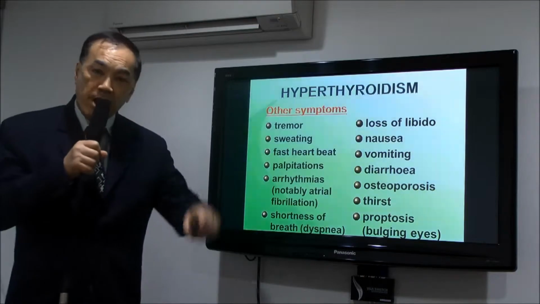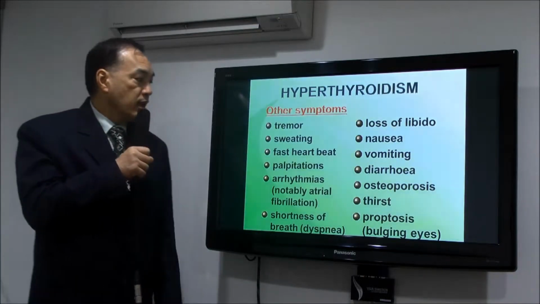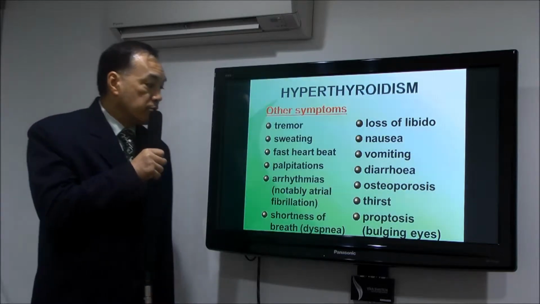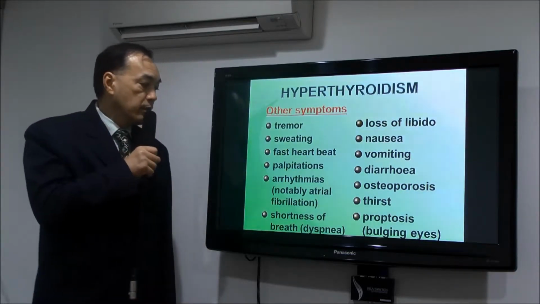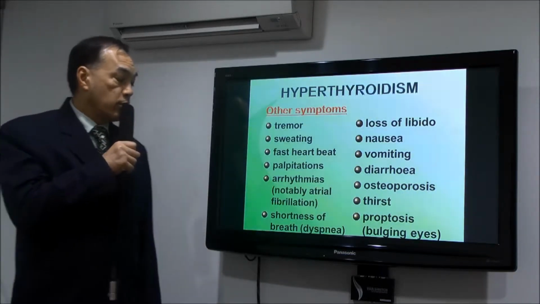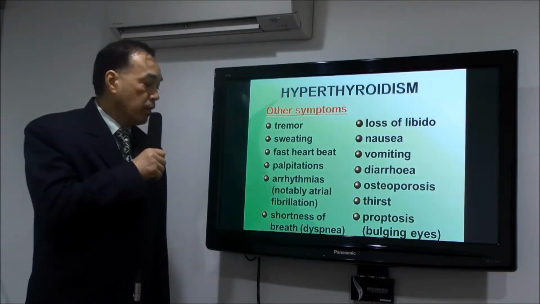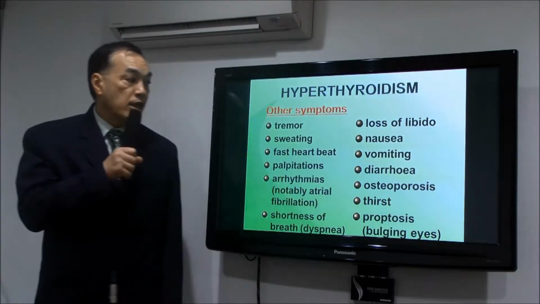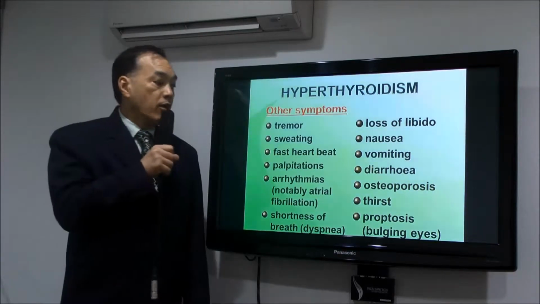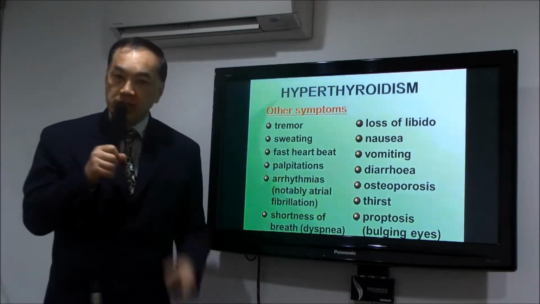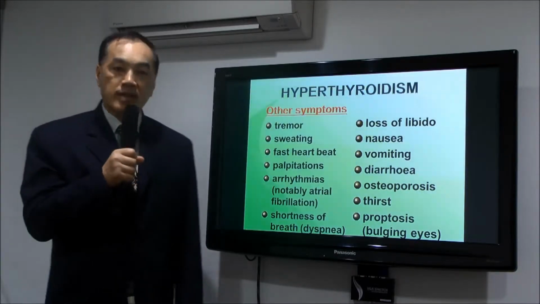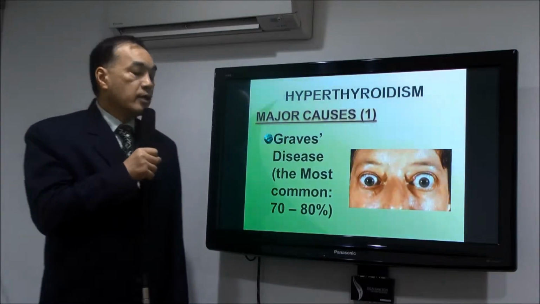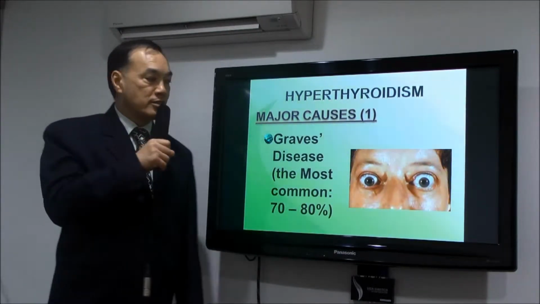And other symptoms are tremors, sweating, fast heartbeat called tachycardia, palpitations, irregular heartbeats called arrhythmia, particularly the type of arrhythmia called atrial fibrillation, shortness of breath or dyspnea, loss of libido, nausea, vomiting, diarrhea, osteoporosis, thirst, proptosis, bulging of the eyes. All these are signs and symptoms of hyperthyroidism. Then what are the major causes of hyperthyroidism?